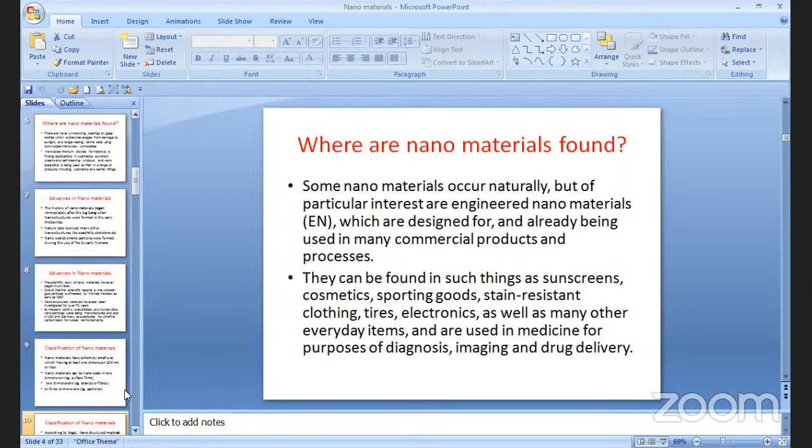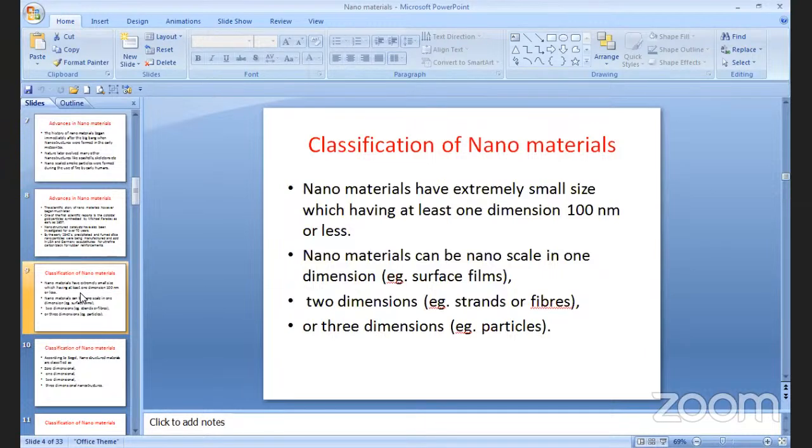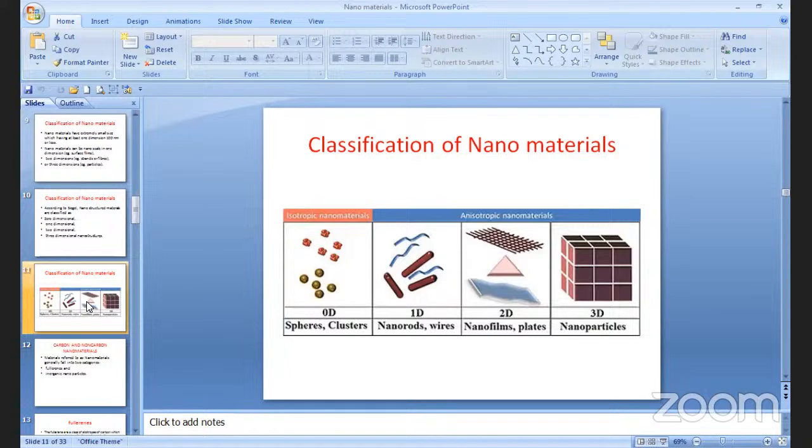Okay, so the classification of nanomaterials we have also seen. Nanomaterials have different sizes, and they are divided into zero-dimensional, one-dimensional, two-dimensional, and three-dimensional nanomaterials. Zero-dimensional ones take forms like spheres and clusters. In the one-dimensional case, we have nanorods and nanowires. In two dimensions, nanofilms. And in the three-dimensional case, we have nanoparticles.